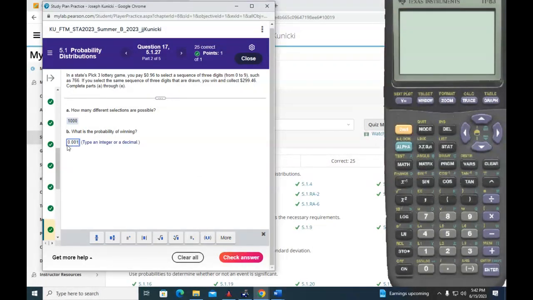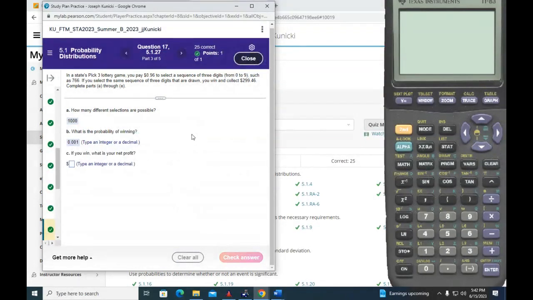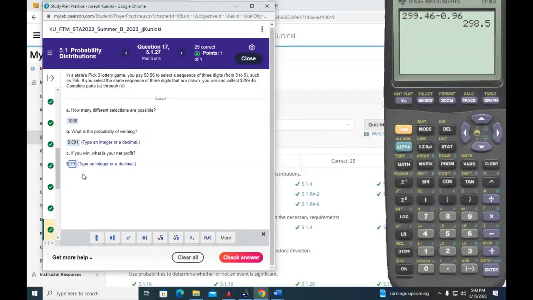As a decimal? 0.001. If you win, how much do you win? Notice it says net. What do we collect? You would win $299.46, minus 96 cents, because you already paid. So you net $298.50. There you go. Follow?